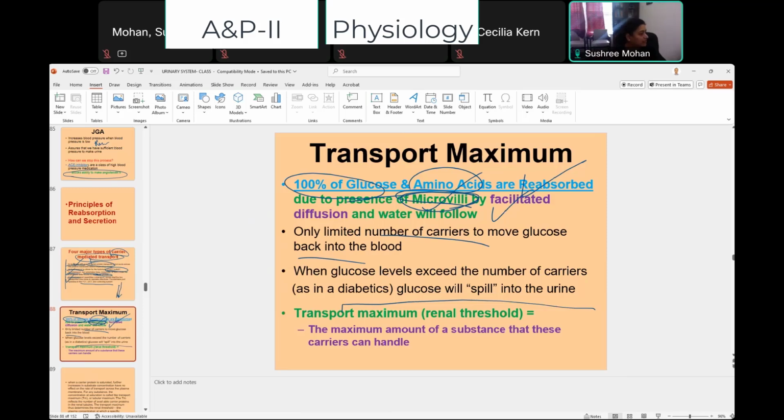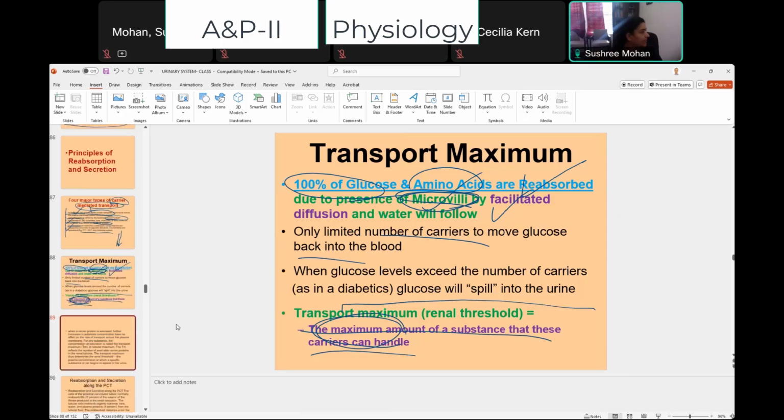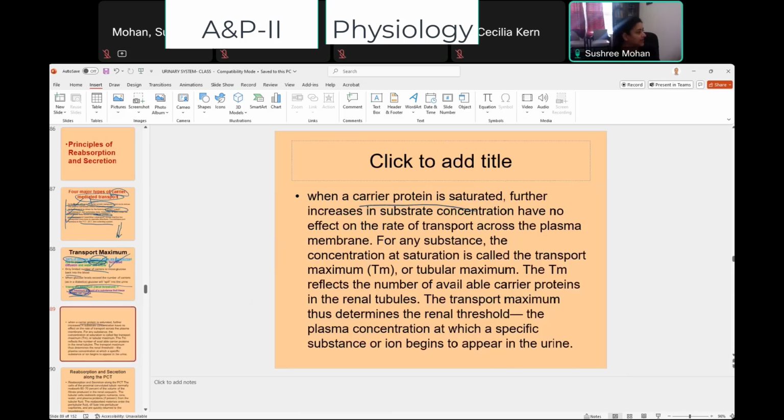Transport maximum is the maximum amount of substance that these carriers can handle. If there are 20 people, there are 20 ships to carry them back. If 40 or 60 people come, there are not that many carrier proteins, and in that case you end up in the urine. So when a carrier protein is saturated, and there is a further increase in substrate, like taking too much glucose, you are beyond that maximum capacity. You cross the threshold value, and then you begin to appear in the urine.